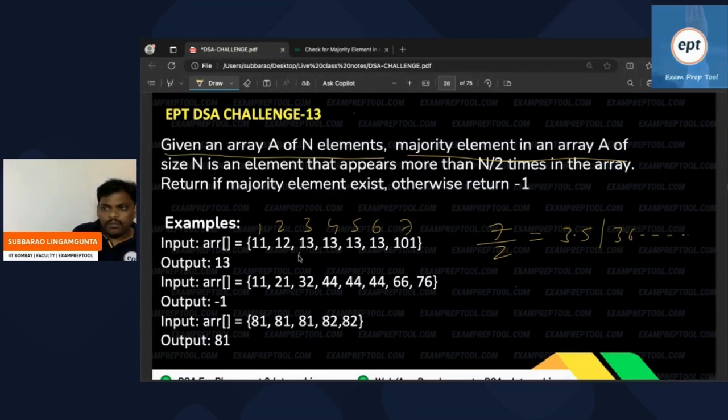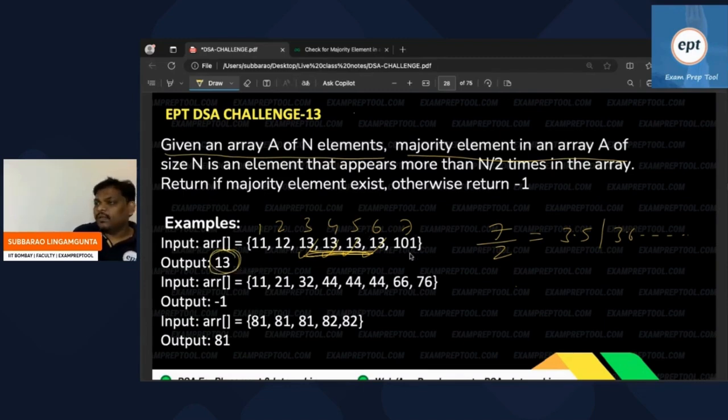Let's check. 1, 2, 3, 4. 4 times one person is repeating. So this person is called the majority element. So the majority element exists, and you have to return him. In the given array, if a majority element exists, return that person.